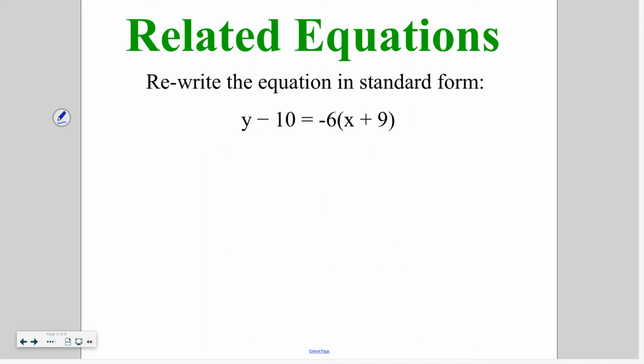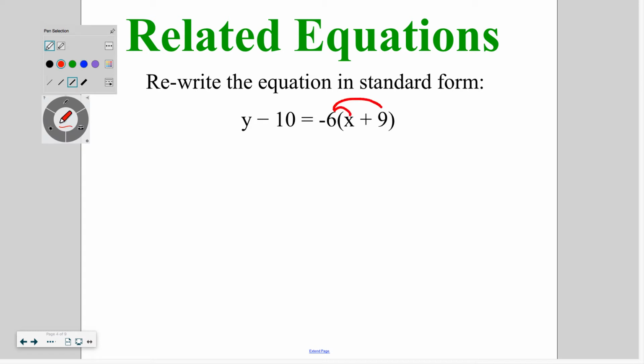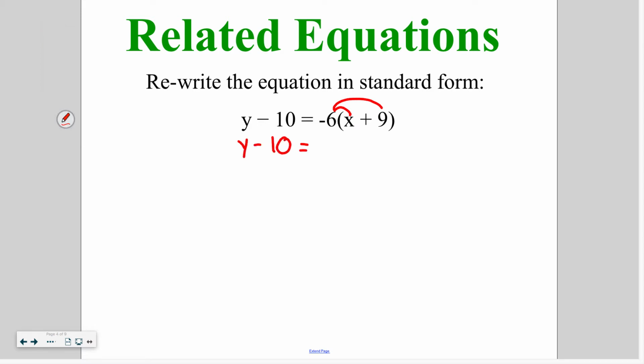So for example, we're going to start with y minus 10 is equal to negative 6 parentheses x plus 9. Just like yesterday, our first step is going to be to get rid of those parentheses. So we're going to go ahead and distribute. So we got y minus 10 is equal to negative 6x plus 9.